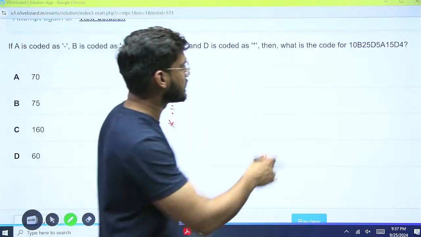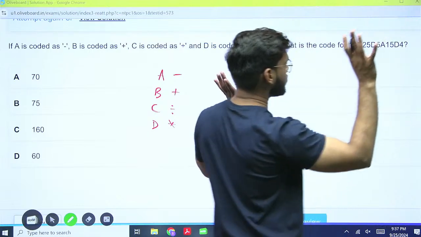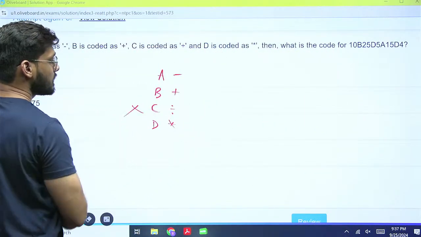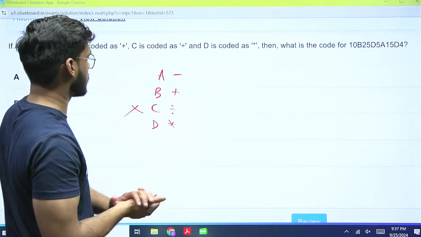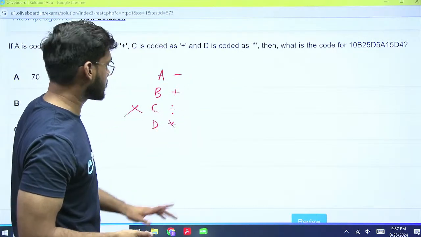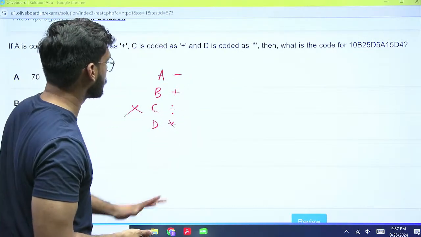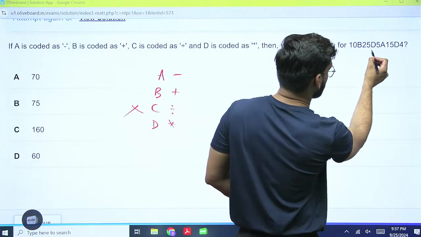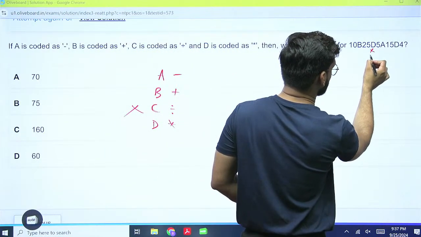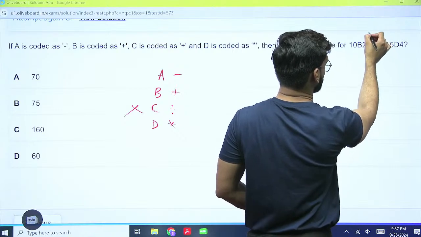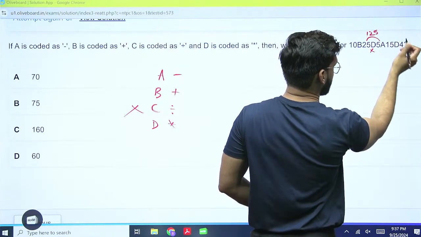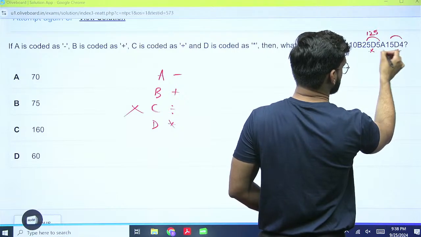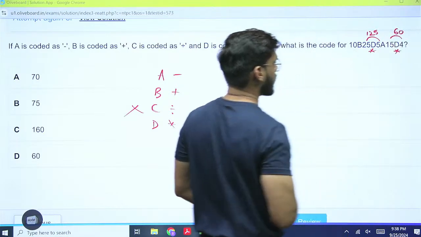So where is the C? We are not getting C anywhere. Okay, so the division will not be applicable, as it is not given. After division there should be multiplication, and multiplication is represented by D. So where is D? D is given over here, 25 into 5. This expression 25 into 5 should be 125, and 15 into 4, because this is the multiplication part, that is 60, right?